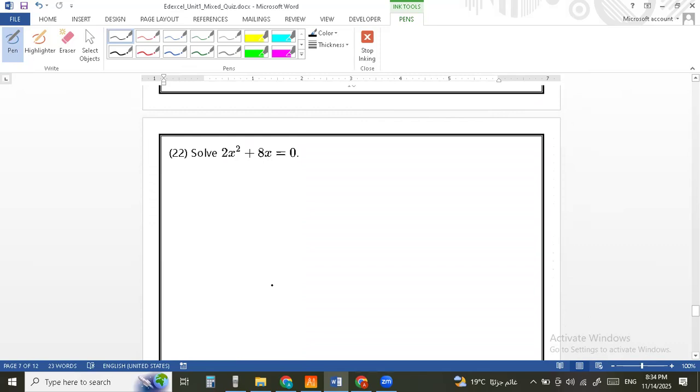Solve this equation. You're not going to use the quadratic formula. You don't need to. Just factorize. I'm going to take 2x out. 2x squared divided by 2x is going to give you x. Plus 8x divided by 2x is going to give you 4, equals 0.